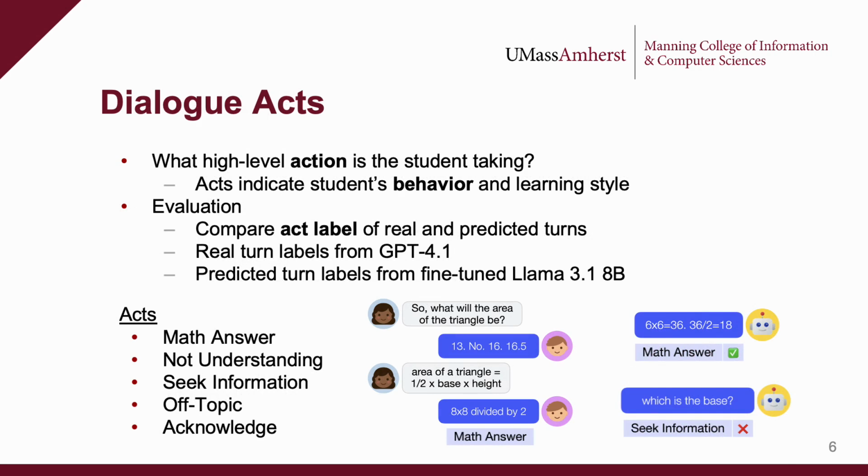Our first metric is dialogue acts, which measures the high-level action that a student is taking in any given turn in a dialogue. This indicates a student's behavior and learning style. We use a mixture of prompting and fine-tuned language models to label a single act for every ground truth or predicted student turn from a predefined set. We compare the labeled act of the ground truth turn and the simulated turn and see if they're the same.